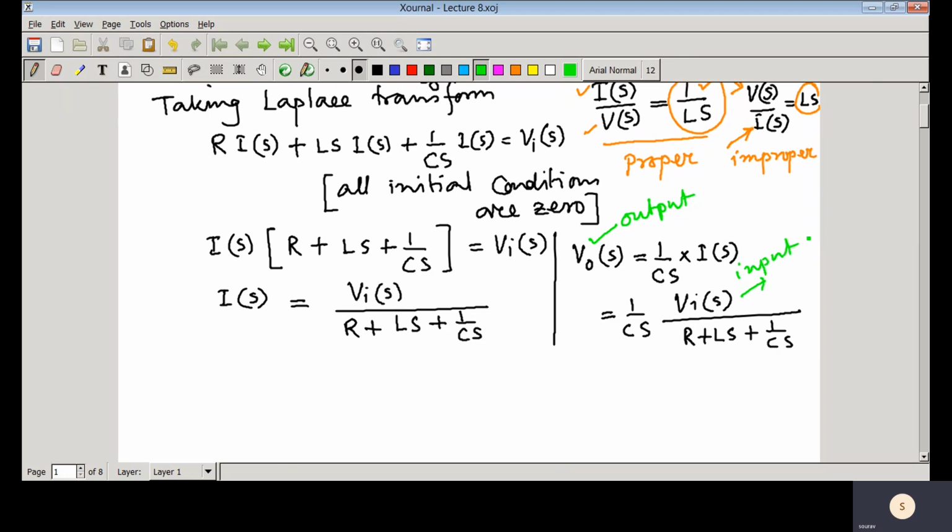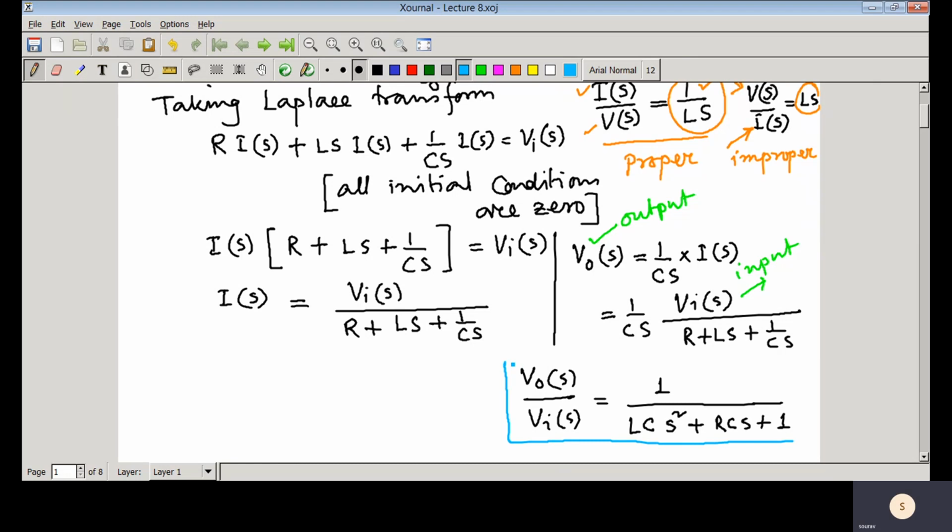So in input-output form, that is Vo(s) by Vi(s), if you simplify it, the Cs will be cancelled out, so that is equal to 1 by (LC s squared plus RC s plus 1). So this is the transfer function from input to output, and we get it by applying the Laplace transform and considering all initial conditions equal to 0.